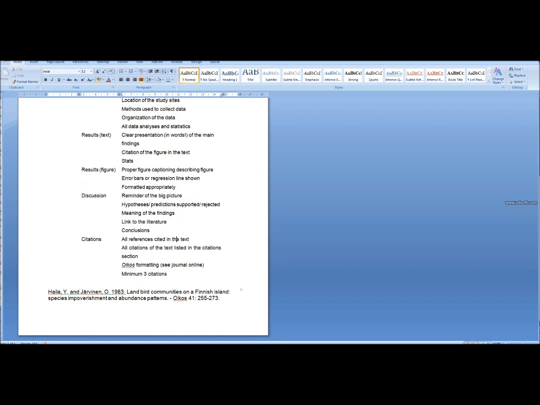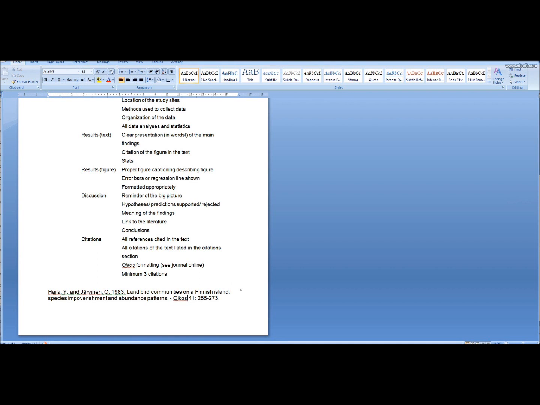For those of you that are not familiar, it's pretty much Oikos formatting, which means last name, first name initial abbreviated, and then the other authors, year. Title of the book with the journal at the end, then the journal issue number, and then the page numbers. You don't need to italicize anything in this citation at all. The only thing you would italicize would be a Latin name, but you don't even need to do that.